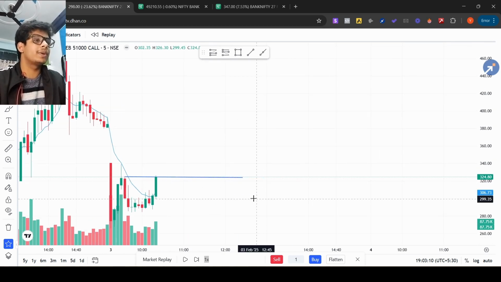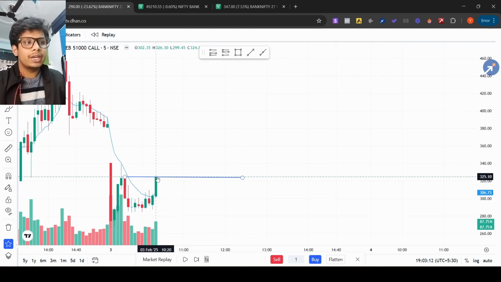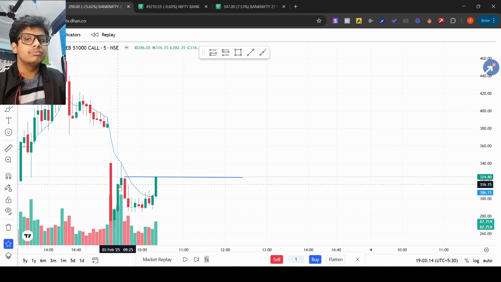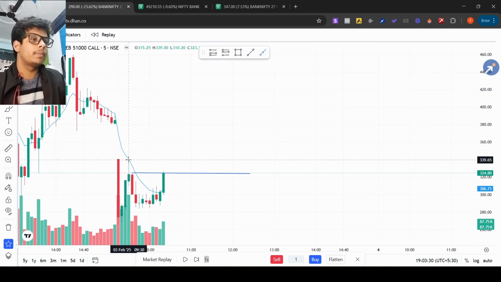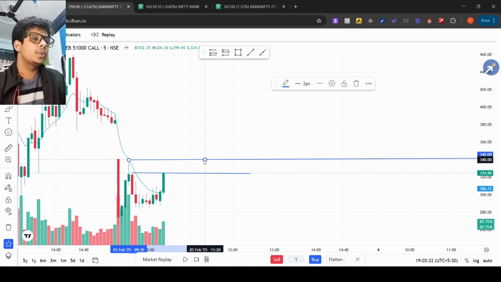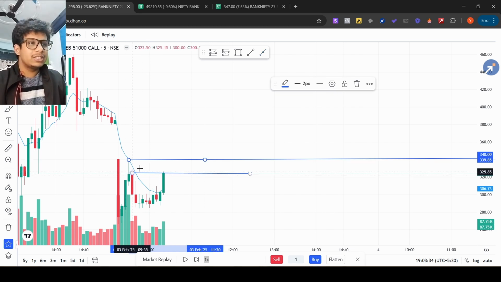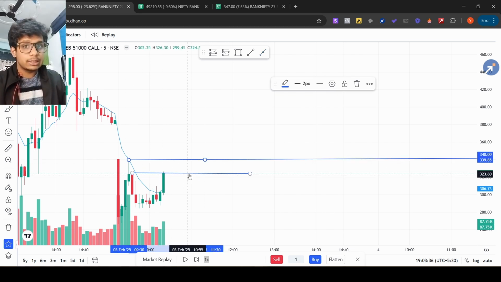Yep, it was a pretty great candle, but as usual it has formed right at the POI. Okay, so usually I take the higher price, which is formed in these two candles. So clearly, among these two, this one has a higher price range, so ideally this should be my resistance level.